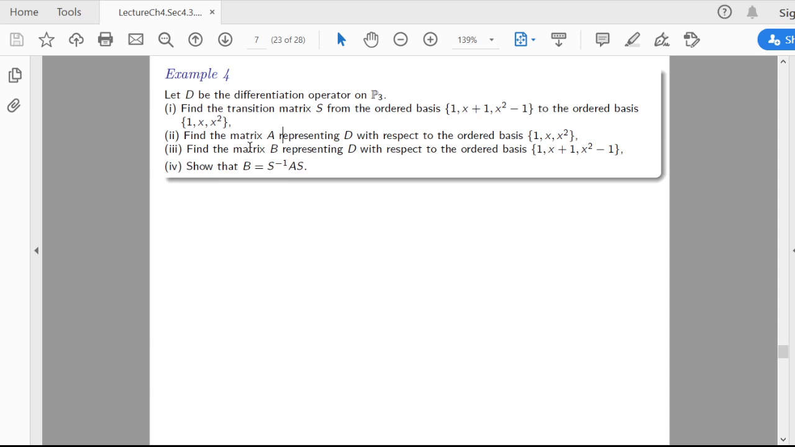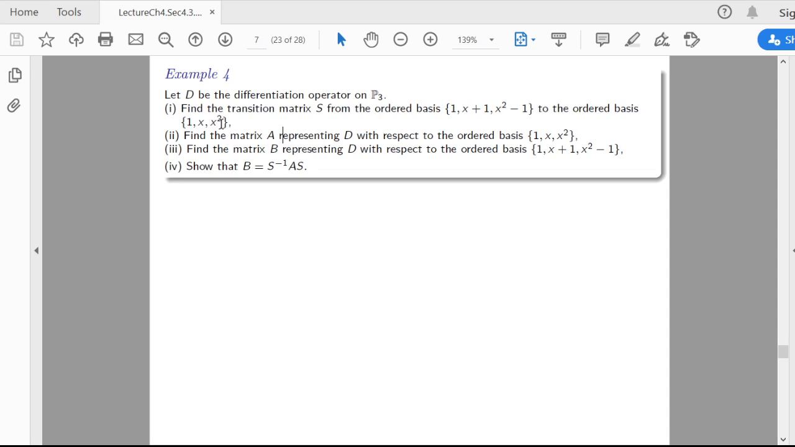Example 4. Here we consider the differential operator D. The V is P3. Recall P3 is the vector space of all polynomials of degree less than 3. Here we have 4 questions. The first question asks us to find the transition matrix from the ordered basis 1, x plus 1, x squared minus 1 to the ordered basis 1, x, x squared.